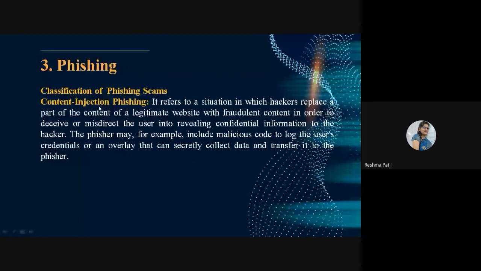Content injection phishing. Content injection phishing refers to the situation in which hackers replace part of the content of a legitimate website with fraudulent content in order to deceive or misdirect the user into revealing confidential information to the hacker. So he will add some malicious links over there. Contents are already given, and below that content he will add some malicious link, and you click on this link to get more detail about this or more practical things about this.